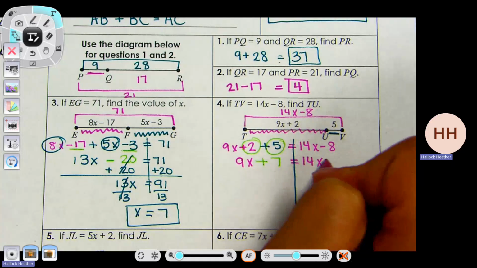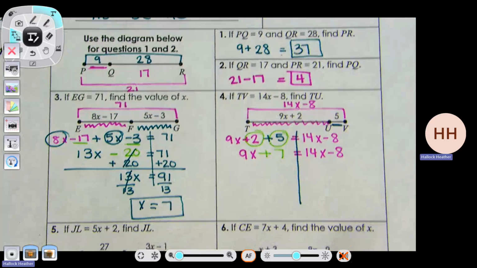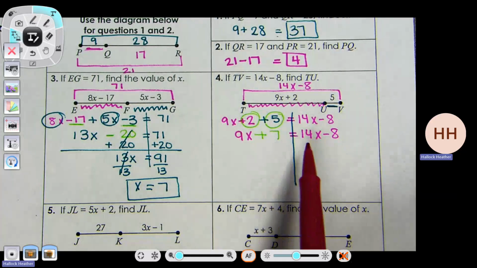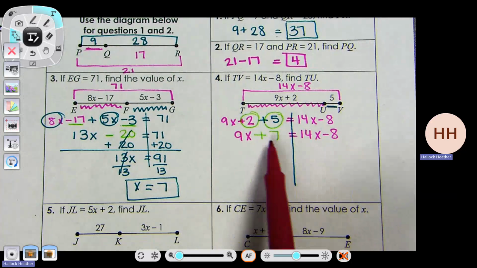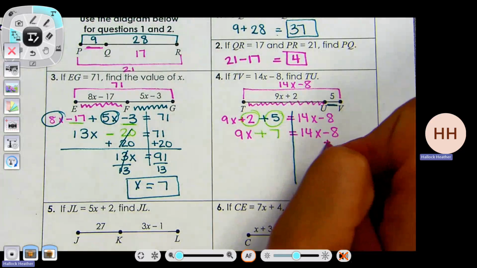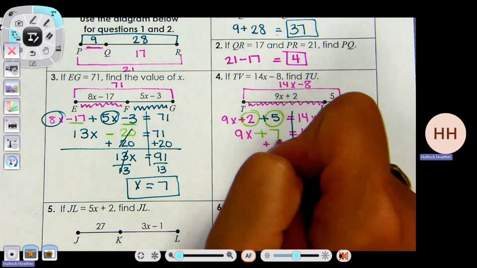Equals 14x minus 8. And then you can solve this 4 different ways. I'm going to move the 8 because it's negative. You could subtract 7 or add 8. I'm going to add 8 to get rid of the minus sign. So I have plus 8 and plus 8.